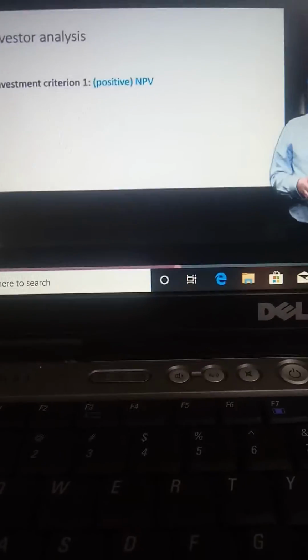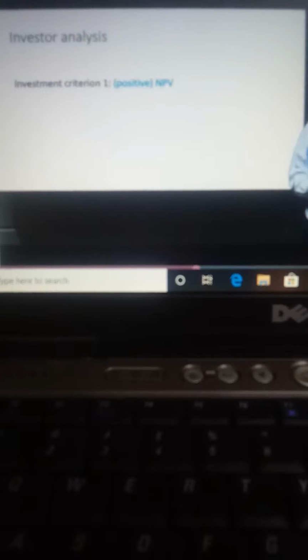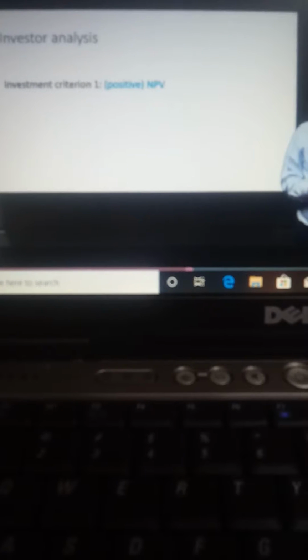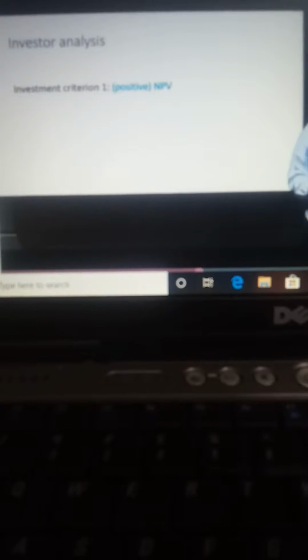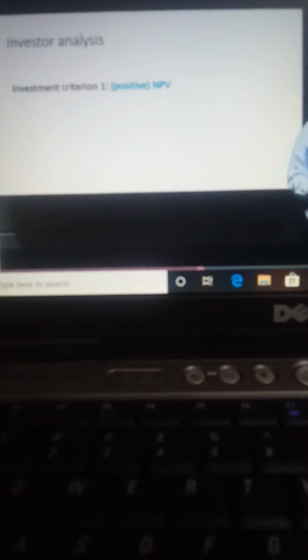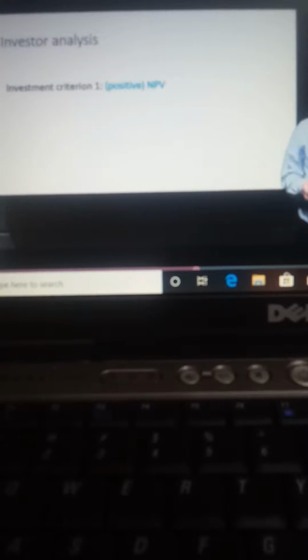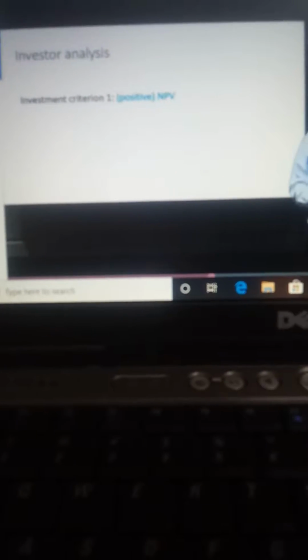The NPV is the first criterion that investors and lenders will apply to determine if an investment is attractive. If an investment has a negative NPV, it will cost more than it generates. In an economic sense, making such an investment would only destroy value. Now let's go one step further.